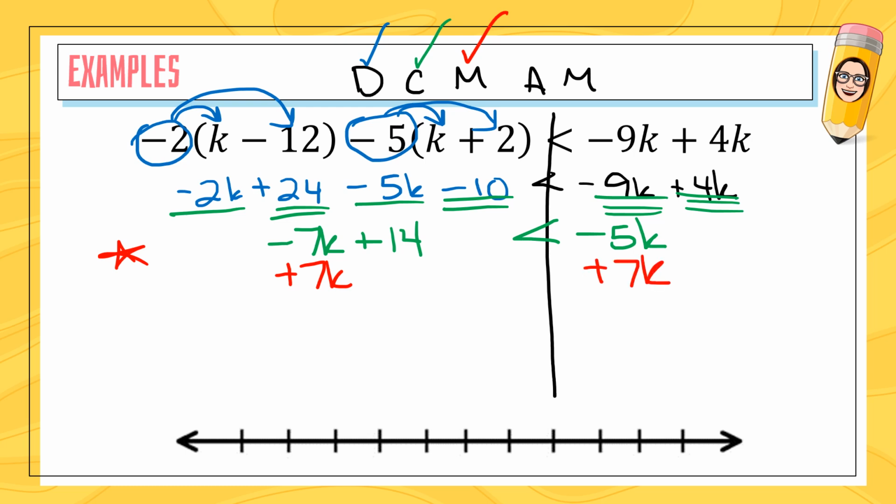Instead of negative 7k, positive 7k. Let's drop down the positive 14. Negative 5 plus 7 is 2. We have something on both sides. Let's keep going. There's no addition or subtraction, but we do have some division. Instead of times 2, let's do a quick divide 2.